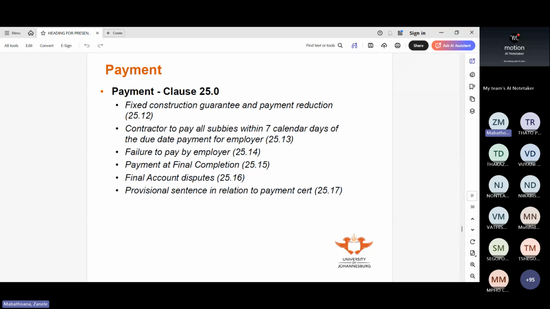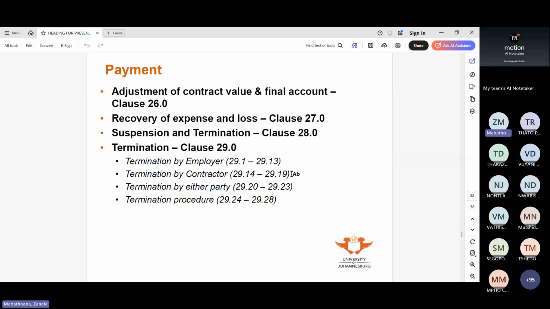So we've covered the payment clauses. We discussed adjustment of a contract value and final account in clause 26. We've spoken about recovery of expense and loss, which is what I've just covered with you. Now, you're going to have the 8 minutes break and then we come back to suspension, which is clause 28, and then we move on to clause 29, which is termination. So I'm going to stop recording and give you a break.